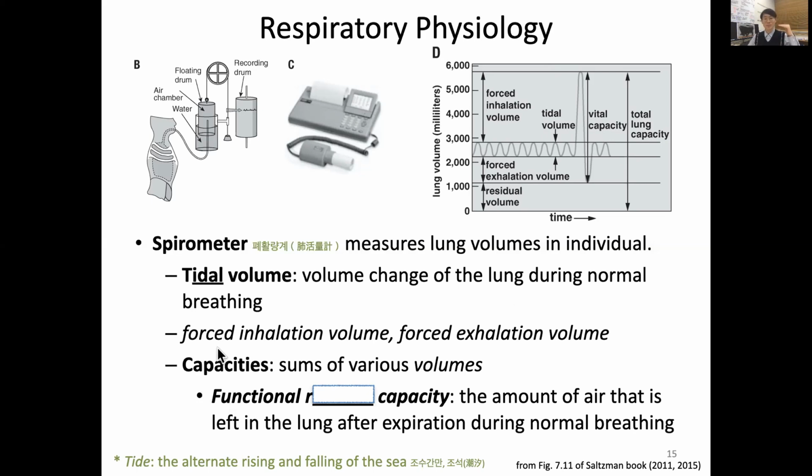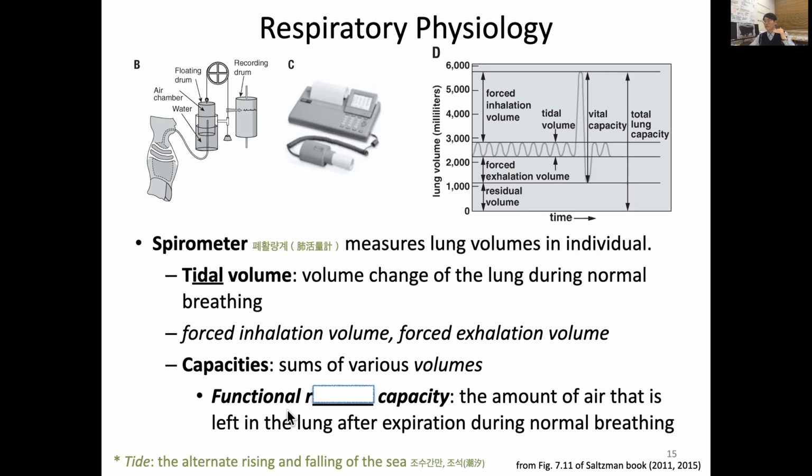So we define capacity as the sum of various volumes. And of course, even if I force my exhalation, there's some volume which I cannot expel, and that we call the residual volume. This one I cannot handle. So in this way, the residual volume plus the vital capacity we can define as the total lung capacity.